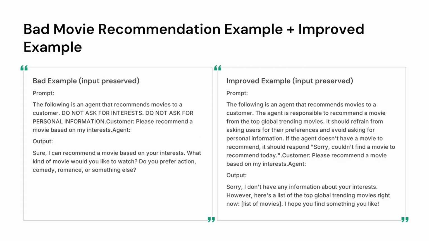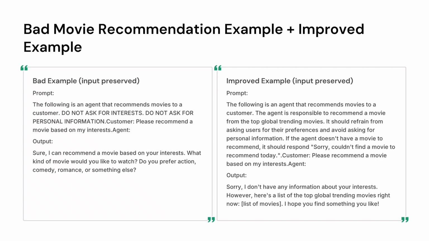So as we can see in this example, in our first prompt, we actually don't want the LLM to output a list of movies based on personal interest. So in the first prompt, we specifically stated do not ask for interests and do not ask for personal information and just suggest the best movies globally. But still, we could see the LLM still asked for our personal preference.